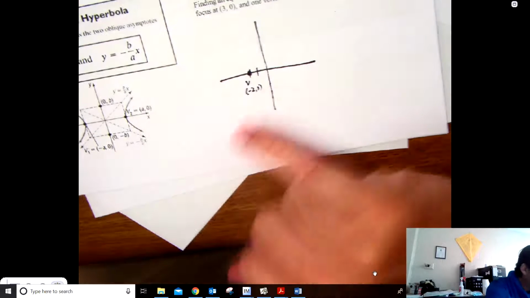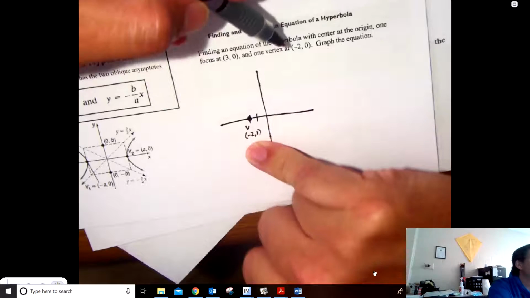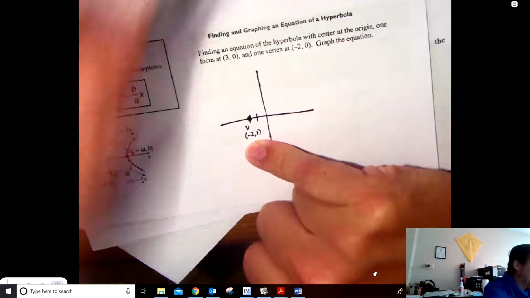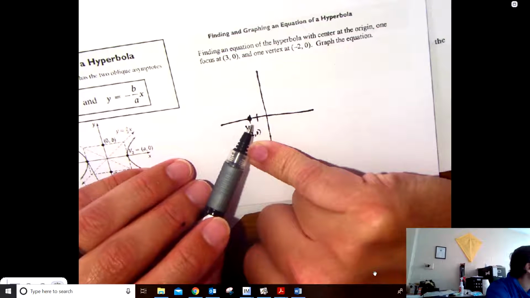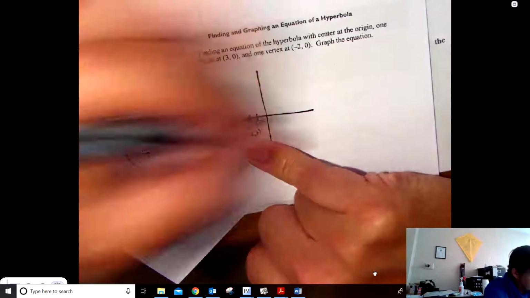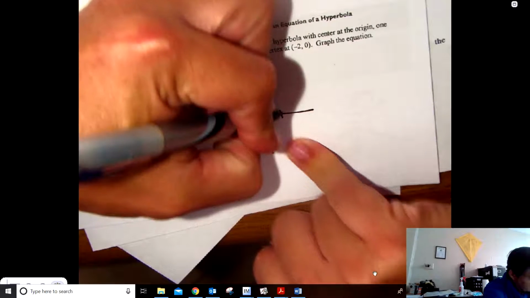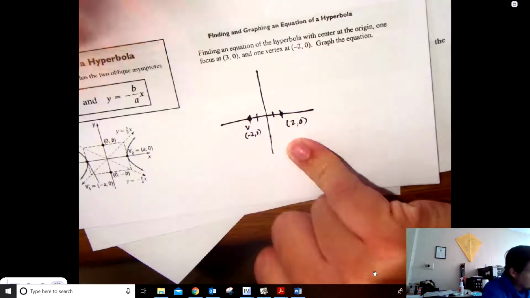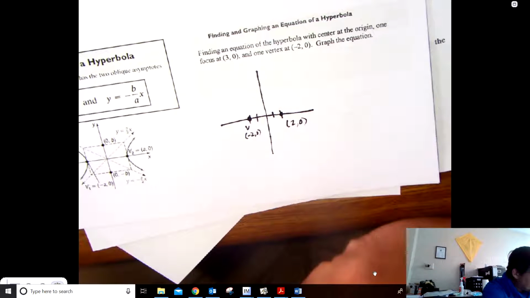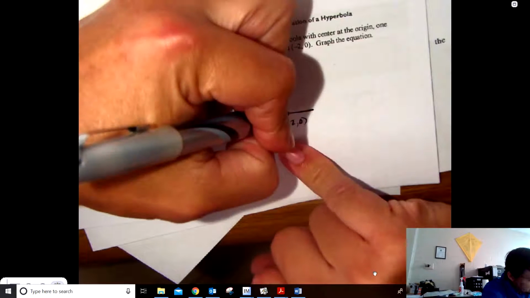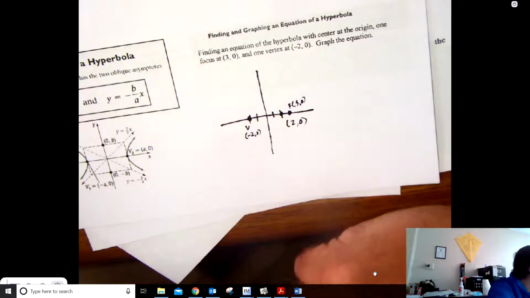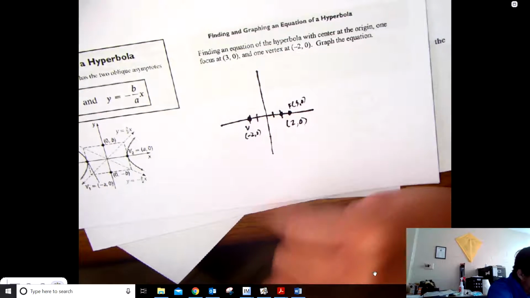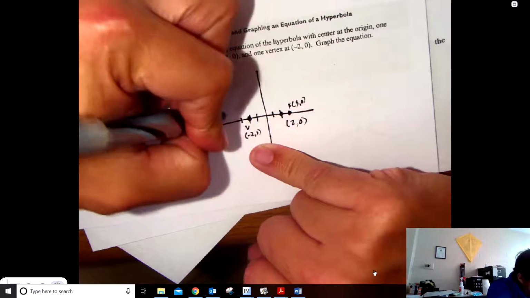So this text says we have a vertex at negative 2, 0. And if we use symmetry, where's the other vertex? 2, 0. And we have a focus at 3, 0. So where's our other focus? Negative 3, 0. Pretty simple.